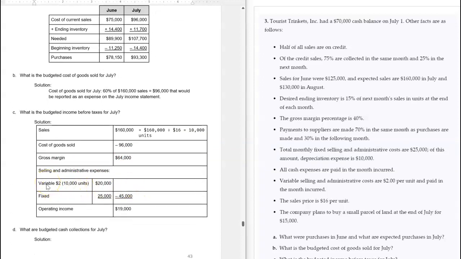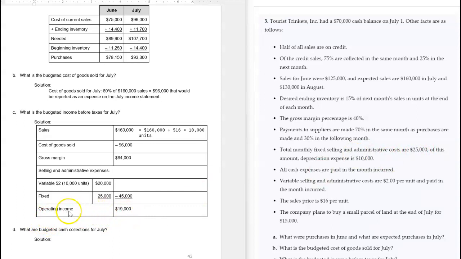Selling and administrative expenses, the variable ones were 10,000 units that we sold times $2 apiece. It's 20,000, and the fixed is 25,000. We've got that in here someplace. Here, right there, there's the 25,000. So that gives us operating income of 19,000.